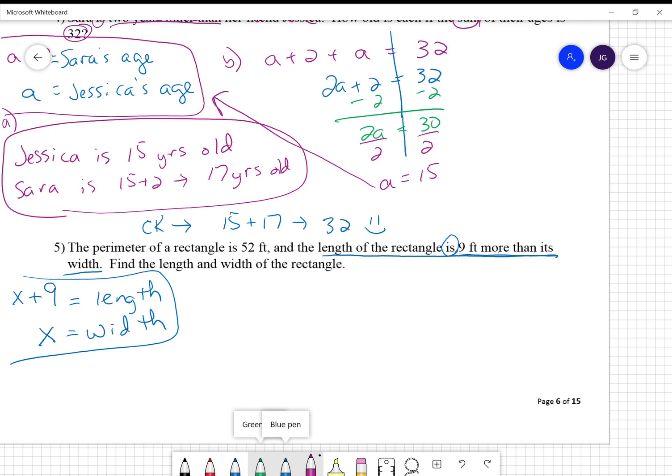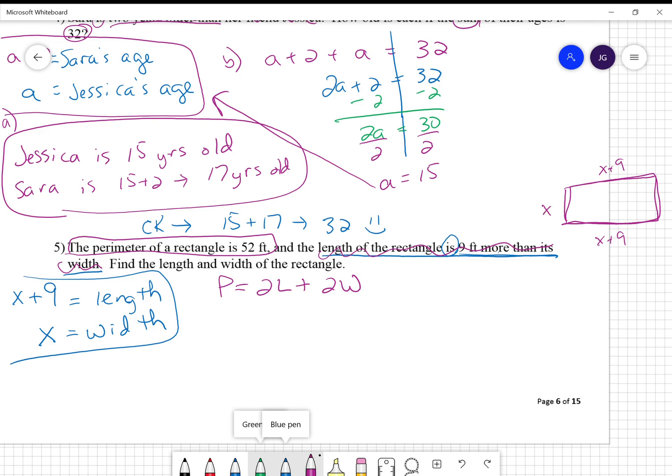Now I can ignore that part of the problem because I just used it. The perimeter is 52. Now again, perimeter of a rectangle. You have to know that's the distance around. And there's actually a formula for that. Perimeter equals 2 length plus 2W. Now, if you don't know the formula, you just have to know what perimeter means. There's a rectangle. Perimeter means add up all the sides. Well, you know that the length is X plus 9. You know that the width is X. So you just add them all up.